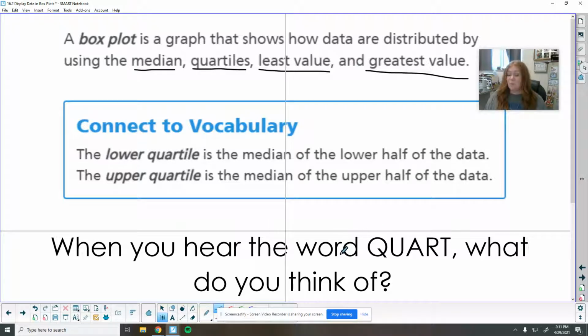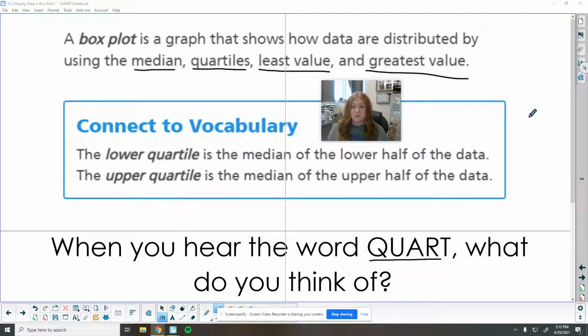So when you hear the word quart, what does that make you think of? So personally, when I think of the word quart, I start thinking quarters. There are 4 quarters in a dollar. There are 4 quarters in a year. We lots of times break it up into different, like 3 months, like 4 seasons. So the word quart makes me think of 4.